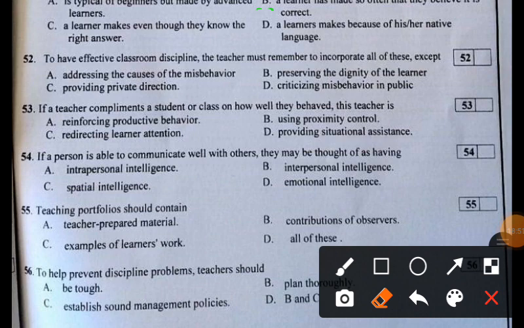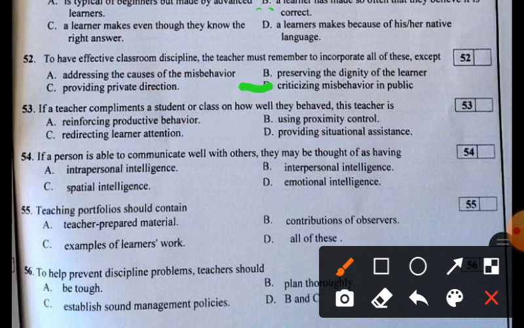To have effective classroom discipline, the teacher must remember to incorporate all of these except: A, addressing the cause of the misbehavior. B, preserving the dignity of the learner. C, providing private direction. D, criticizing misbehavior in public. So here, criticizing misbehavior in public is the right answer.